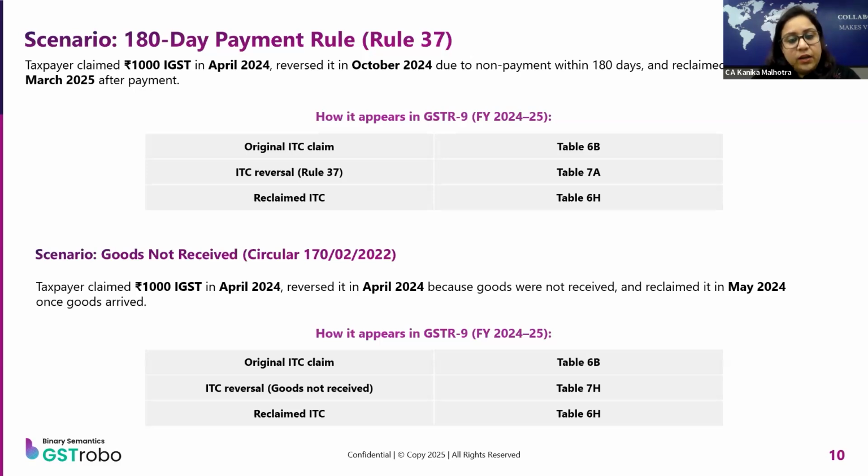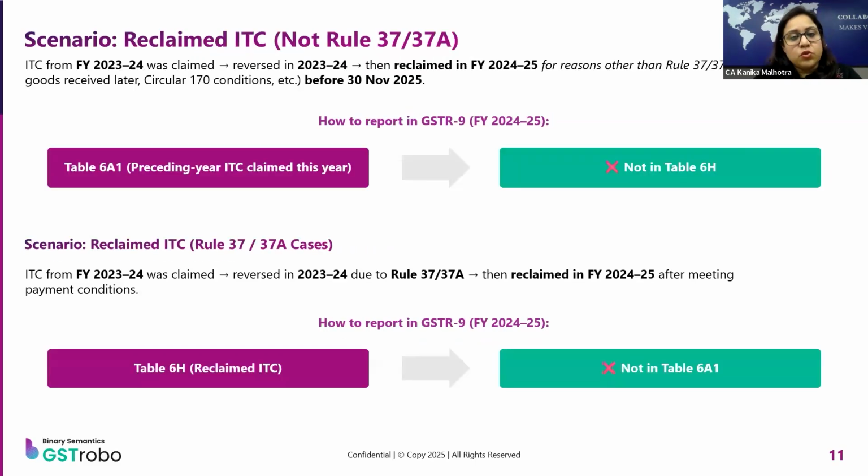Similarly, now this has been a shift of the ITC reversal, because it does not belong to your rule 37 and 37A. So you can report it in the other sections of table 7, that is the reversal table. So the original claim, as I said earlier also, is in 6B, the reversals would be made in 7H, and you can reclaim it because it belonged to that same financial year. You can reclaim it in table 6H. So the first scenario has been completed.